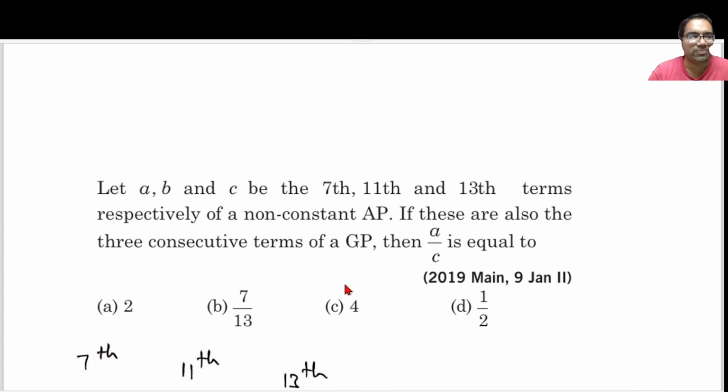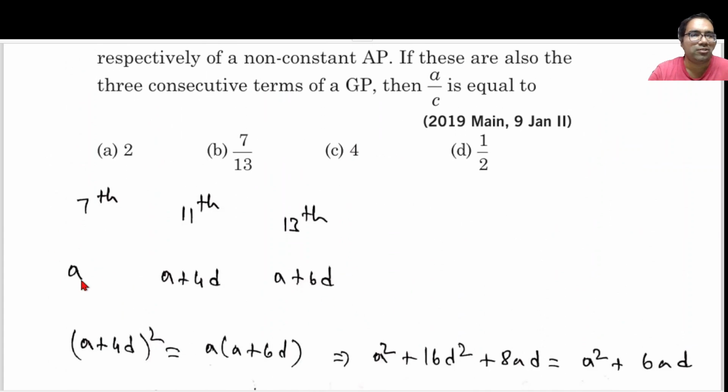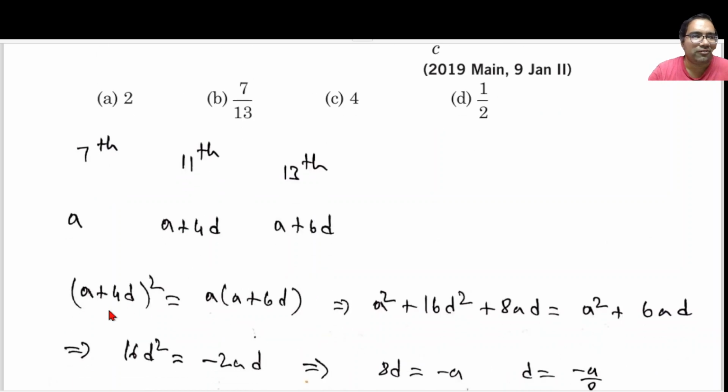Right, guys? Very, very simple problem. We just need to be able to frame very basic equations and know the basics of arithmetic and geometric progression, that the square of the middle term is equal to the product of the first and third terms. Right, guys? Thank you.